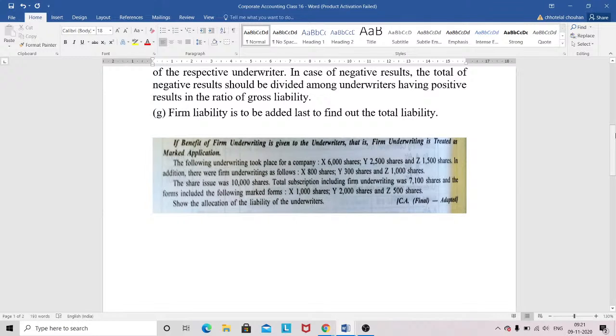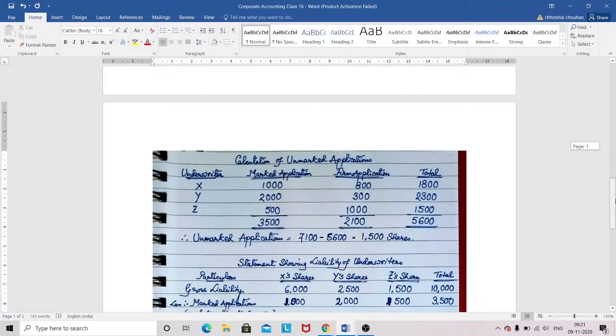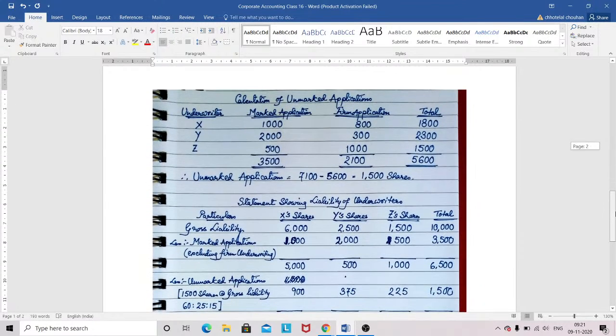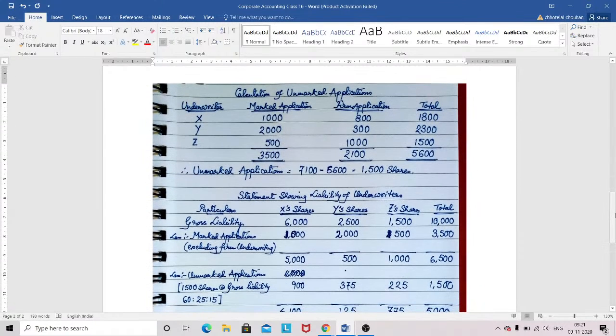So the allocation of the liability of the underwriter. Okay, now come to the solution here. So here we say, see, computation of unmarked application. Already I have told you that you need to calculate the unmarked application beforehand. If you calculate the unmarked application in advance, it is better, and then it is easier to do the sum.